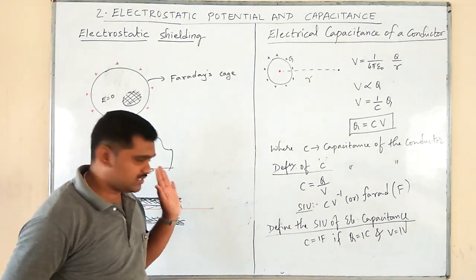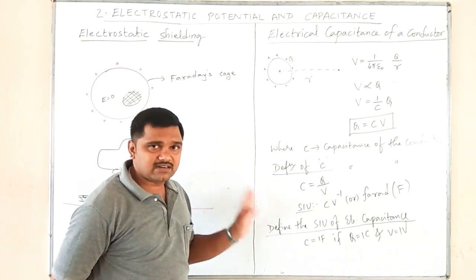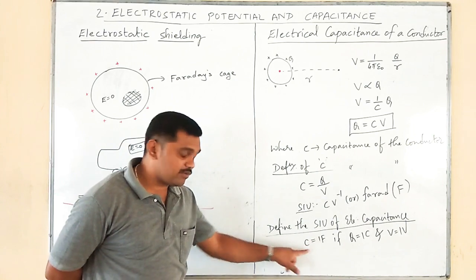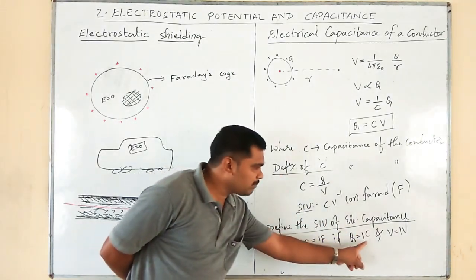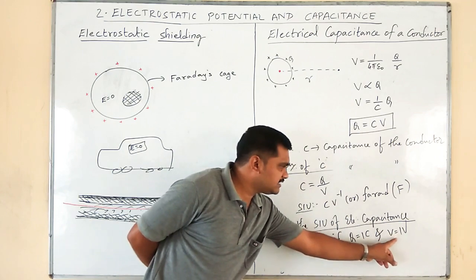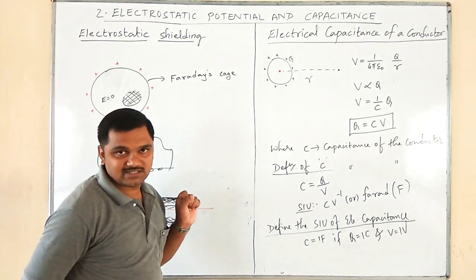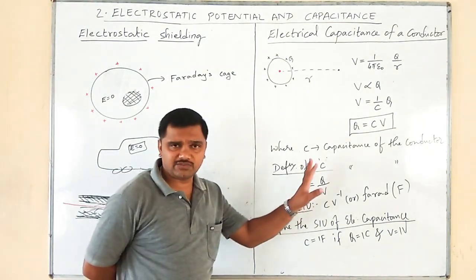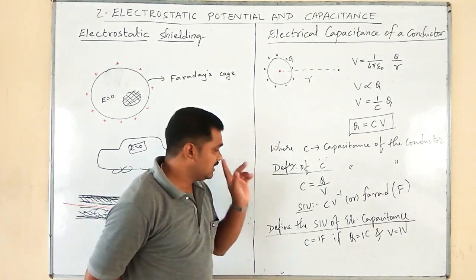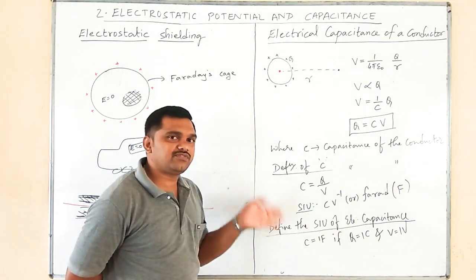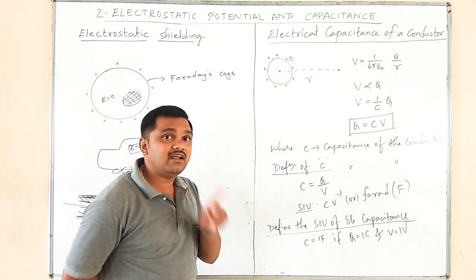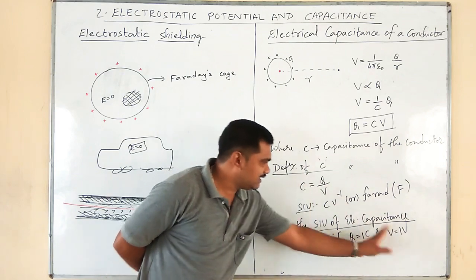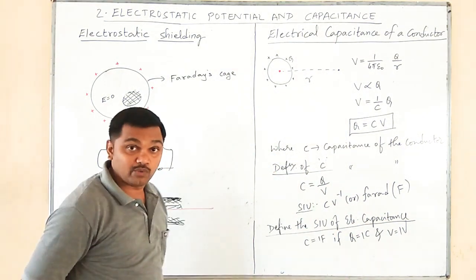Actually, for this question, you have to first say that the SI unit of electrical capacitance is farad. Capacitance of a conductor is said to be 1 farad if 1 coulomb of charge is given to it to raise its potential by 1 volt. Like that, you must define. I will repeat once again. The SI unit of electrical capacitance is farad. The electrical capacitance of a conductor is said to be 1 farad if 1 coulomb of charge is given to it or added to it in order to raise its potential by 1 volt.